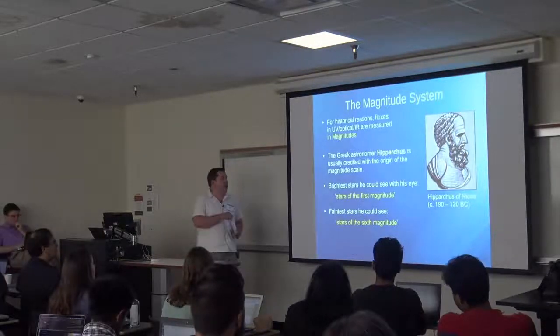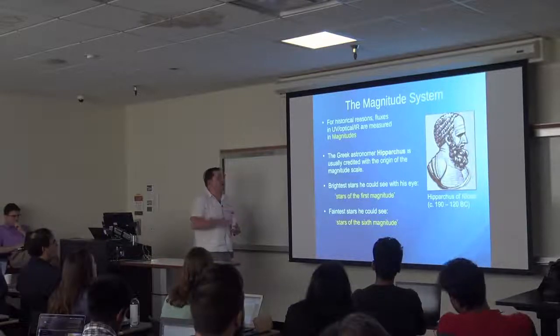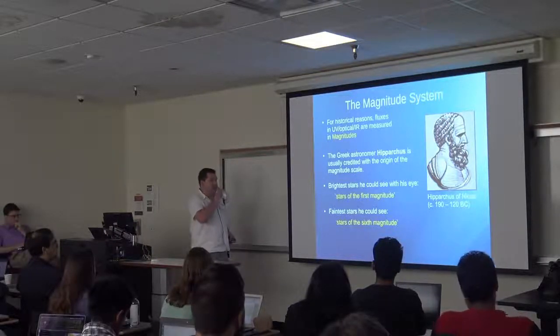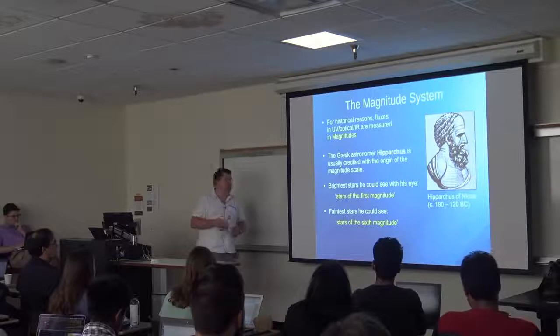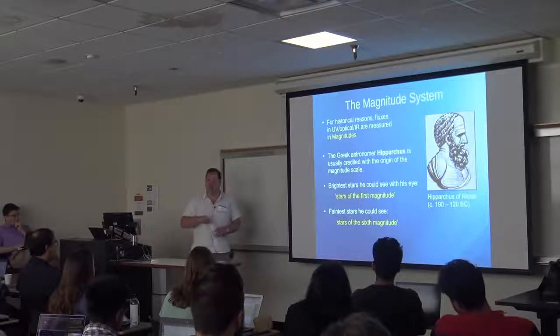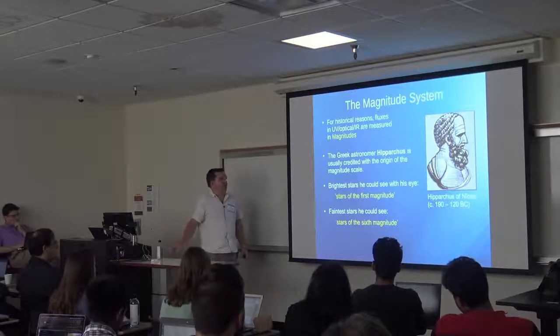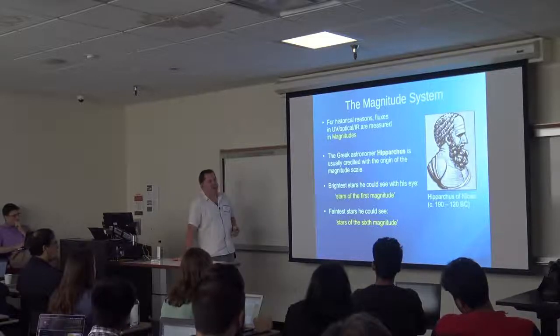Now in astronomy, we tend to use the magnitude system to measure fluxes. And this is used in ultraviolet to infrared, at least. And this is for historical reasons, really. If we were to start from scratch, we'd probably do things quite differently. But this is the way we do it, and it's all down to this guy.